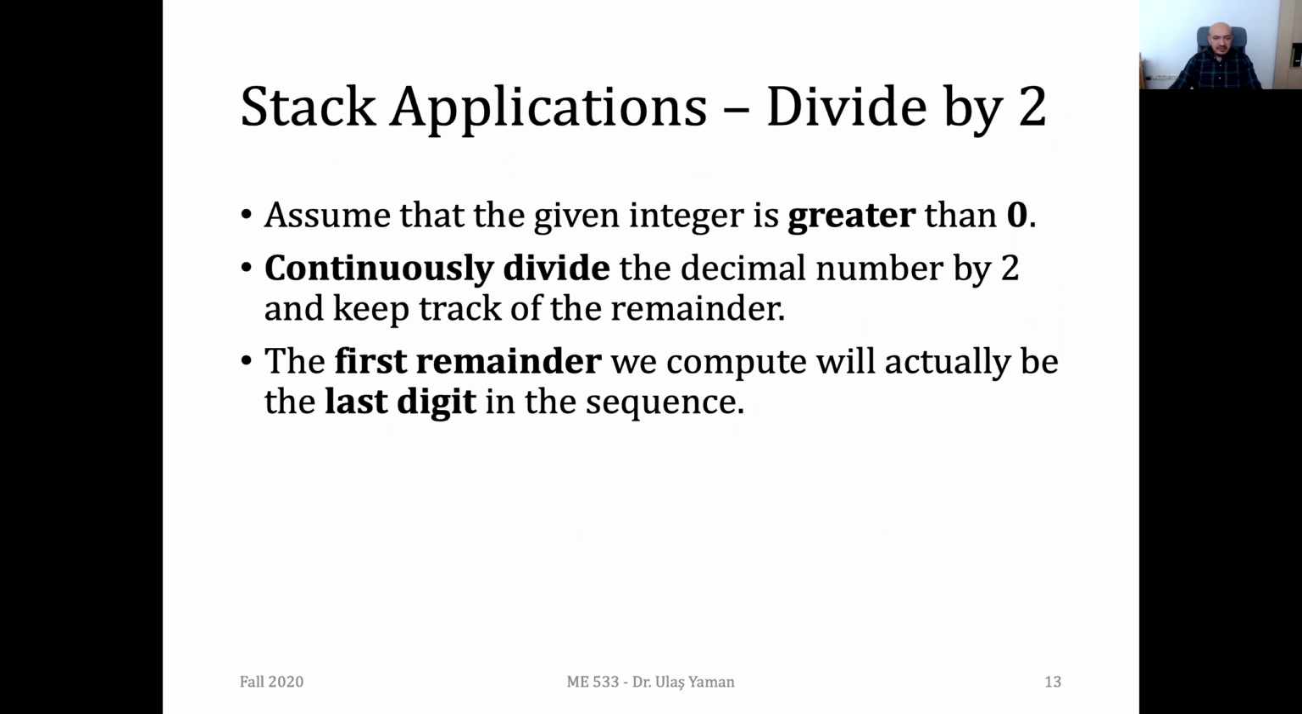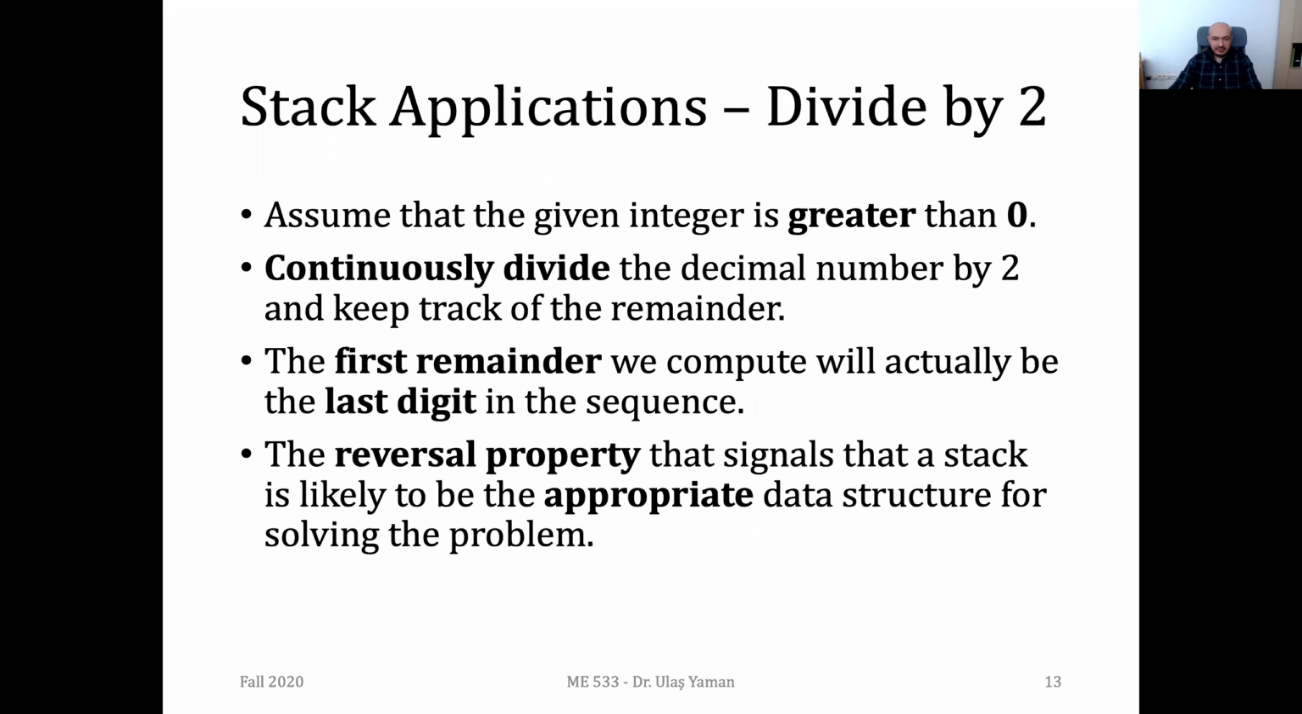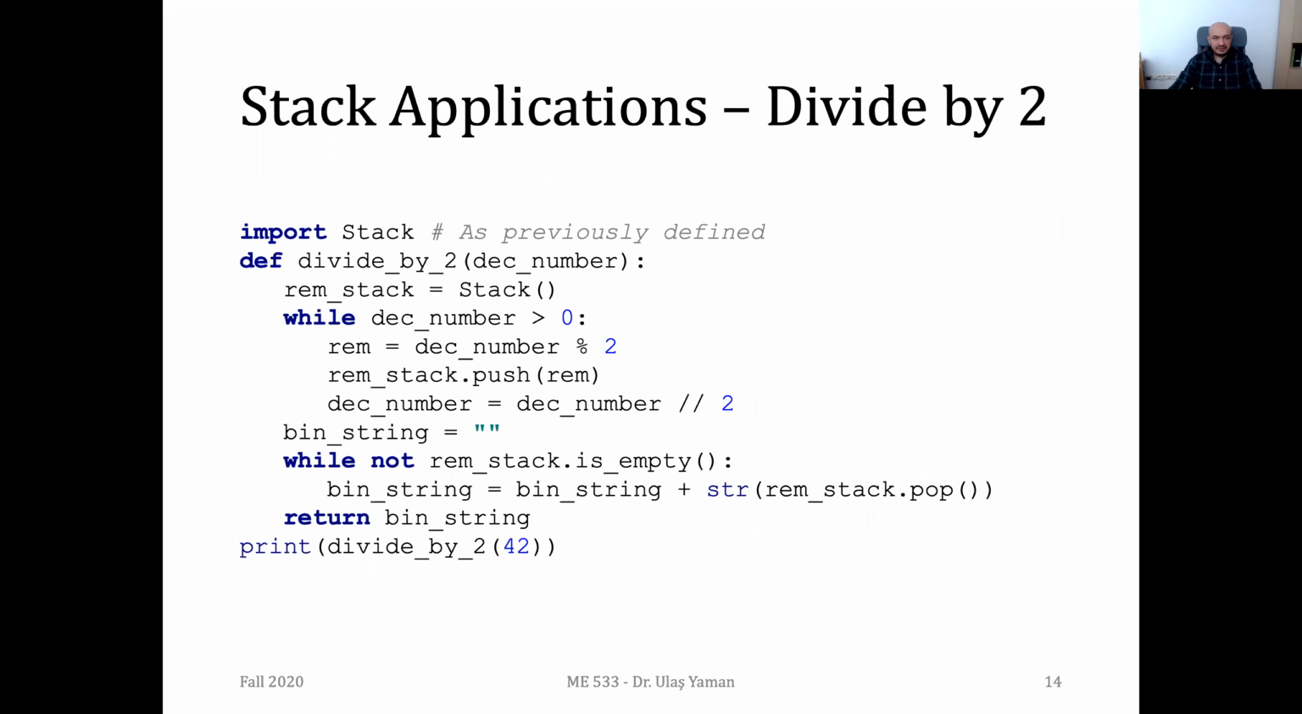So this is what I have done actually. I'm not repeating the same issues. So this is how we do the implementation in Python. We are assuming that we have a stack class, which we went through a moment ago in the previous slides. We import it simply, and then we write our function definition, dividing by 2, and as you see, the input is the decimal number. Then we first create a stack data structure. Its name is remainder stack.